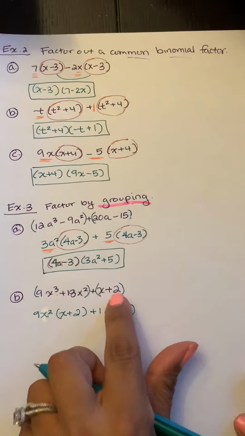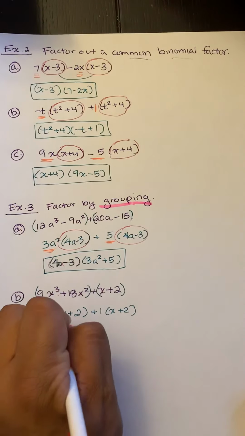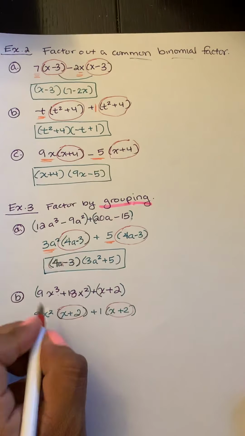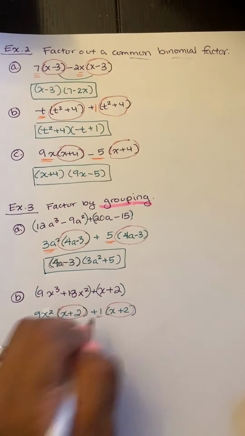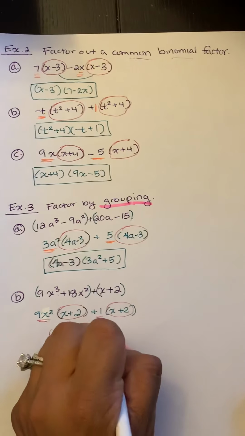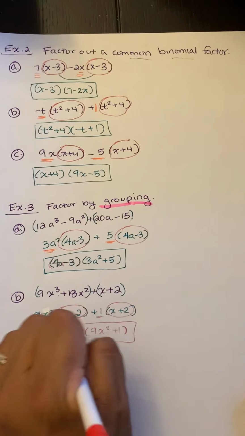I'm just going to rewrite this with the 1 here. Now, once we find a common binomial factor, go ahead and combine 9x squared plus 1. There's your final answer.